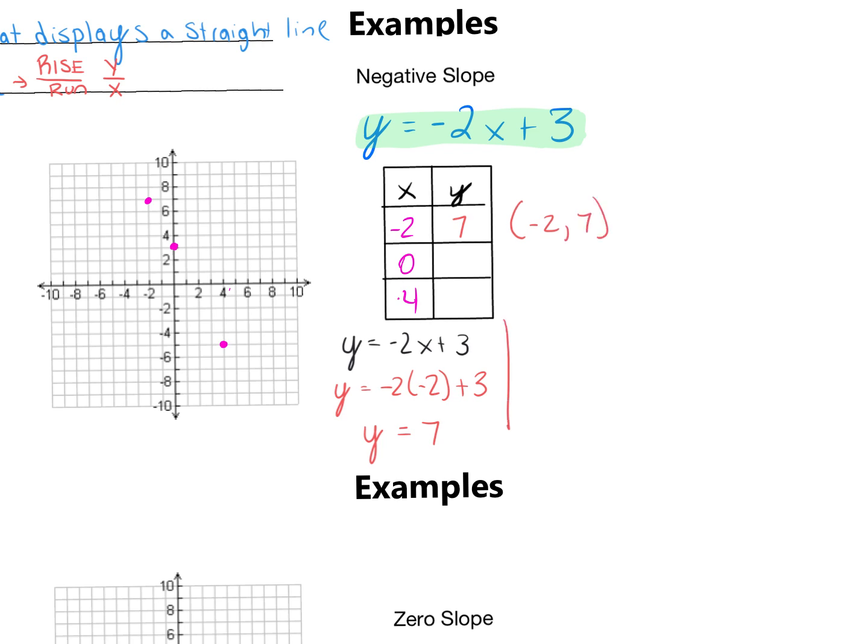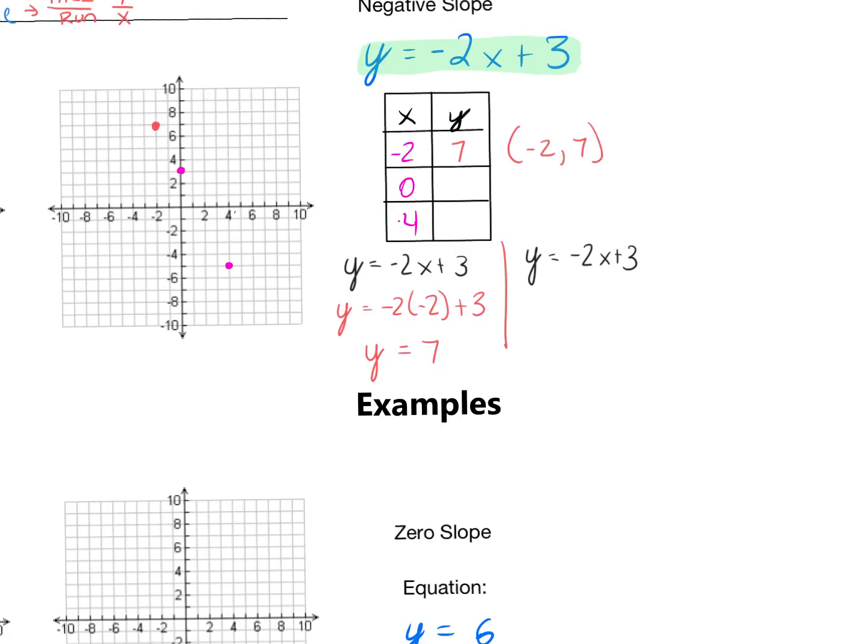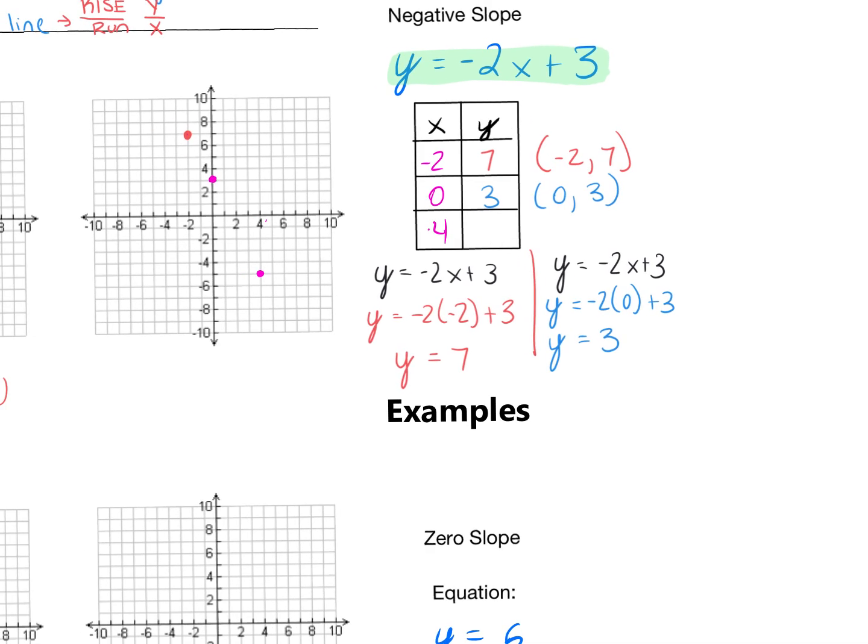So I'm going to go over to -2, up to 7, plot that first point. So this time I'm going to plug in 0. But that wouldn't be a -0, would it? Nope, but what's -2 times 0? 0, and 0 plus 3 is 3. So now I have 0, 3. So I'm starting at my origin. I'm not leaving that spot, but I'm going up 3 places there.